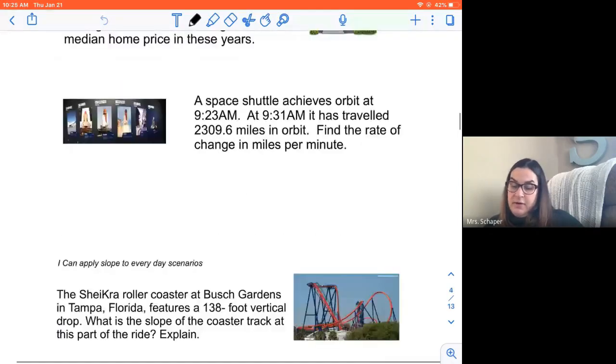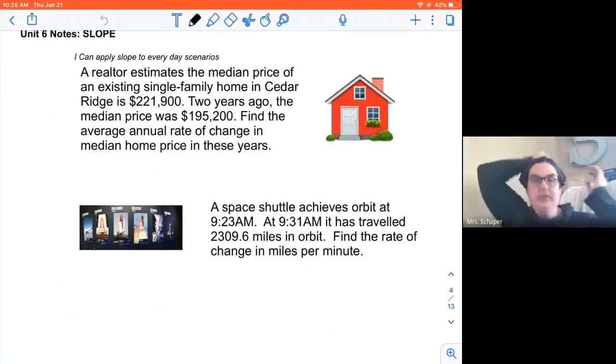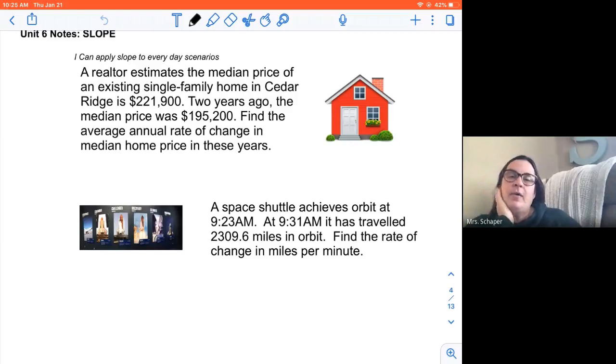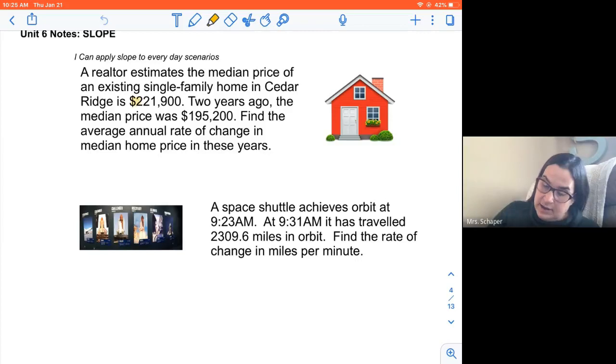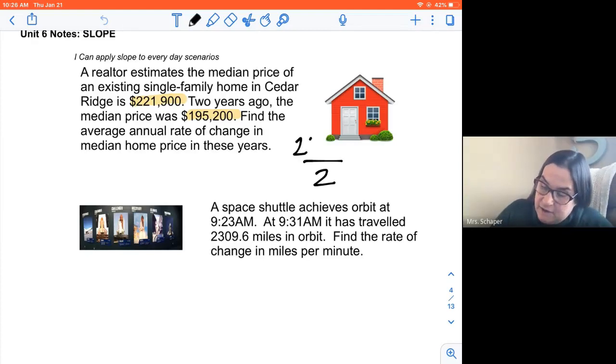All right, a couple more before we give you some time to work. This is applying it to real life. Again, we use this all the time in real life, okay? So a realtor estimates the median price of an existing single home currently is $221,900. Median means it's the middle, half are greater and half are less. 2 years ago, it was $195,200. So over the course of 2 years, the price increased by $26,700.